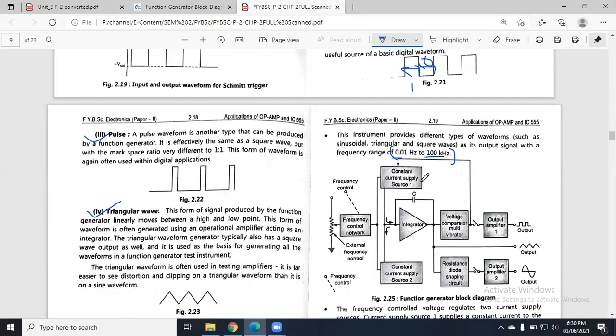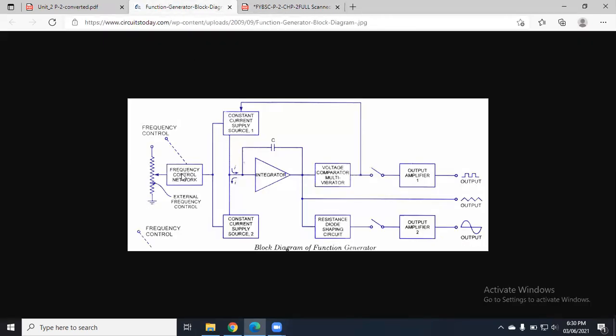Now, this is the block diagram of your function generator. This block diagram is expanded over here. See, this is nothing but your frequency control network. This frequency control network is going to control the frequency. Suppose at the output I want a 10 kilohertz sine wave, then this frequency of 10 kilohertz is adjusted or controlled by this frequency control network. How is it going to control that frequency? With the help of this potentiometer. This is a variable resistor whose value will be controlled by the frequency control network.